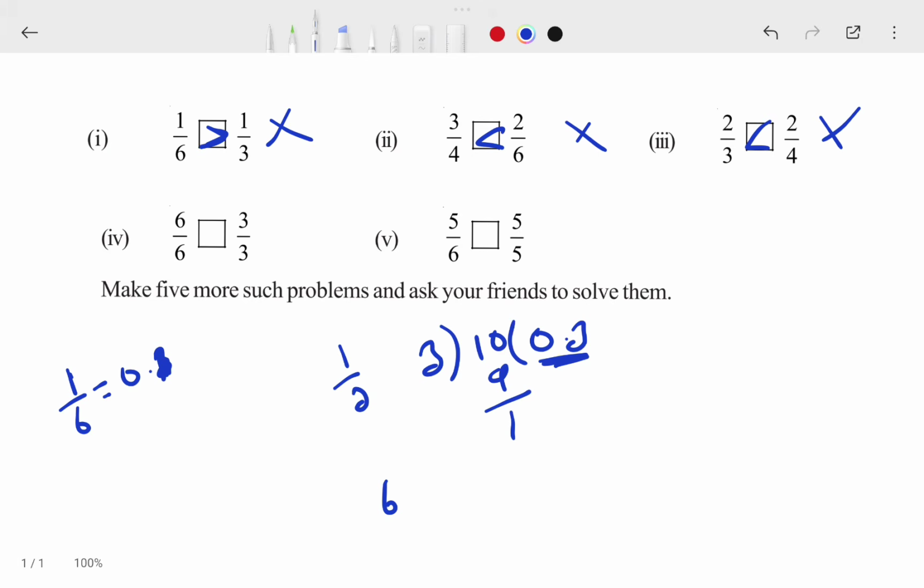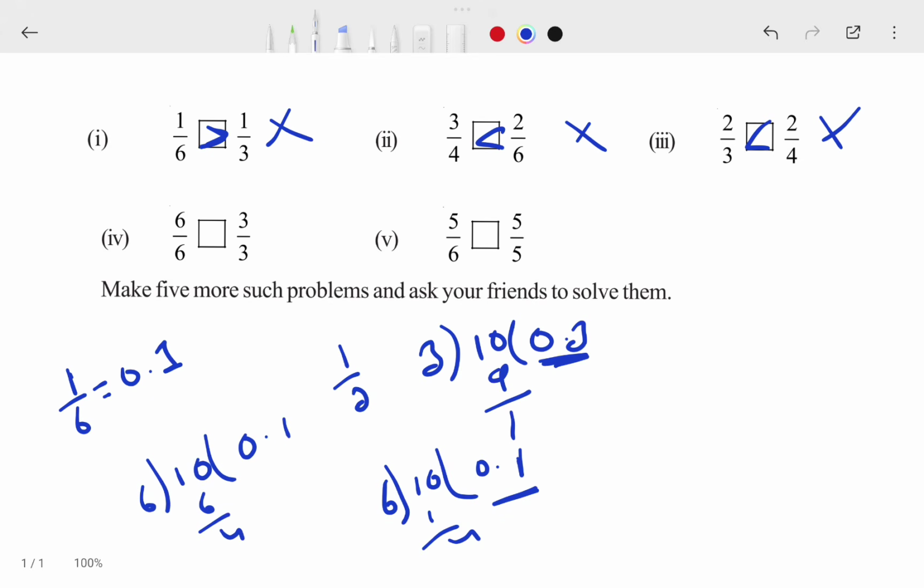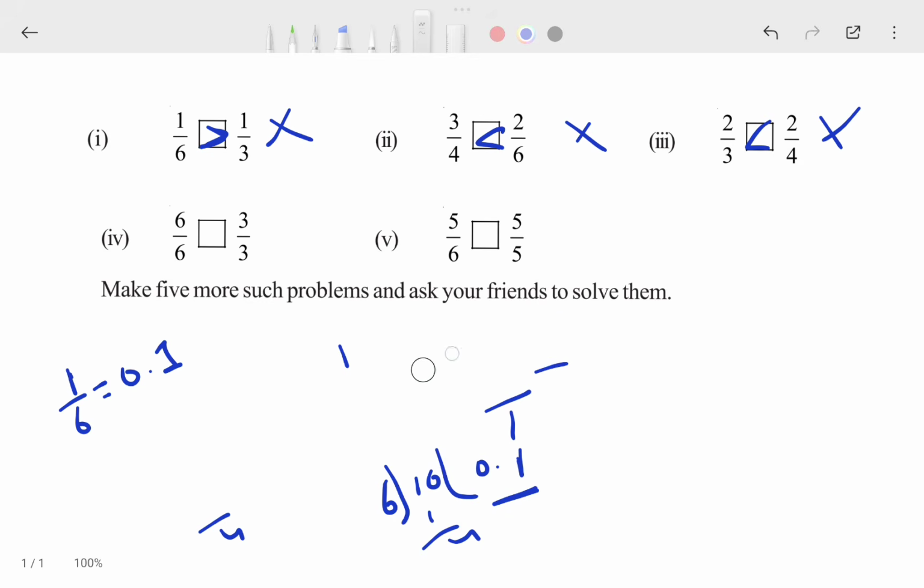I'm really sorry, because I made a mistake here. Okay? So 0 point something, 6 1 is 6, 4 will come. So 0.1 will come here. I'm really sorry for that. If you divide 1 by 6, 6 1 is 6, 4 will come, 0.1. If you divide 1 by 3, 0.3. Okay, right.